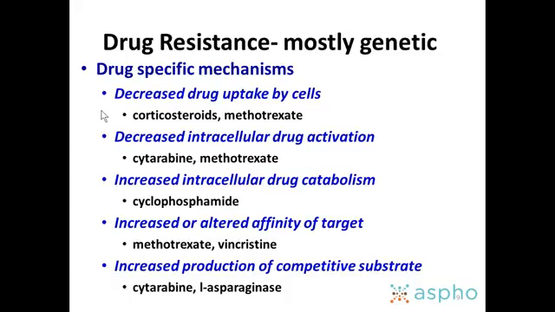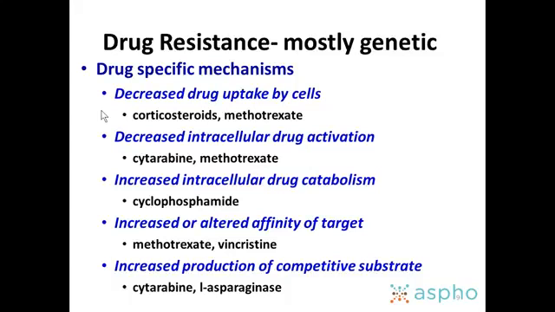So there are many mechanisms of drug resistance. Most of them are genetic. You could have mutations in receptors on the surface of cells or a decrease in the amount of a receptor, and therefore there's decreased uptake of the drug into the cell, thereby causing resistance. The classic examples of that are corticosteroids and methotrexate. You can have decreased intracellular drug activation, and this again could be an effect of a drug interaction where the particular drug inside the cell won't be able to work.